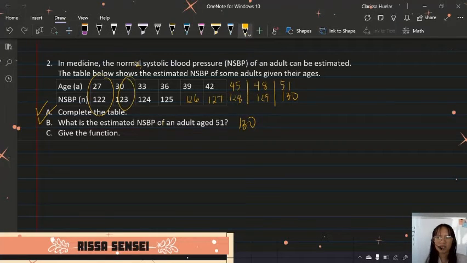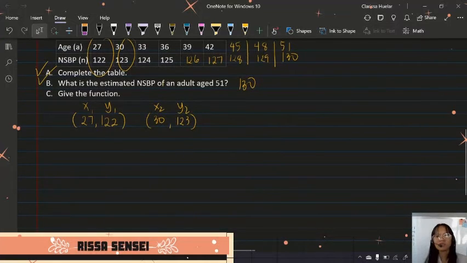Let's use these to keep the numbers small. We have 27 serving as the value of x, and 122 is the value of y. So let's name this x sub 1, y sub 1. And the other is 30, then 123. This is x sub 2 and y sub 2. Now, we don't have a y-intercept, so we can directly put this into the two-point form.